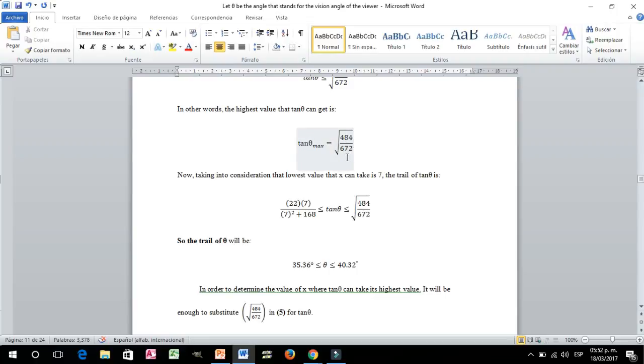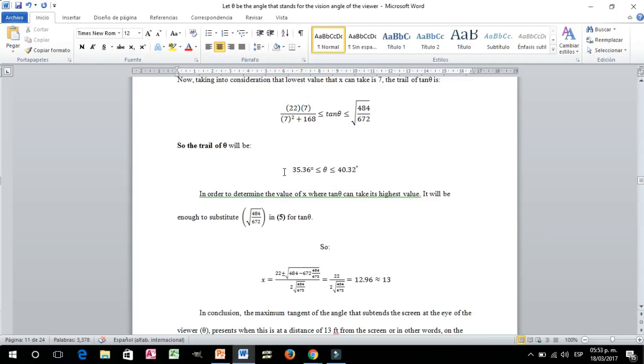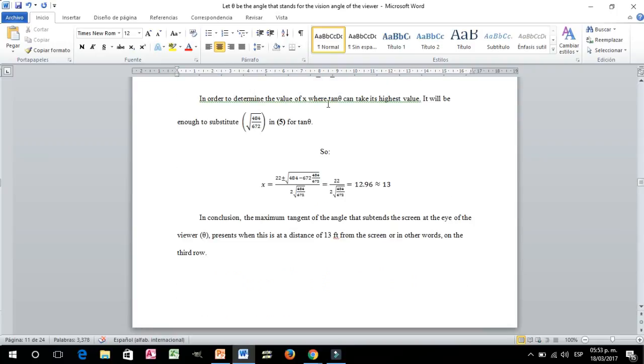Now, taking into consideration that the lowest value that x can take is 7, the trail of tangent will be 22 times 7 over 7 squared plus 168, and the highest value that it can get is the square root of 484 over 672. So, transcribing that, the trail of theta will be from 35.36 degrees, included, to 40.32 degrees, also included.